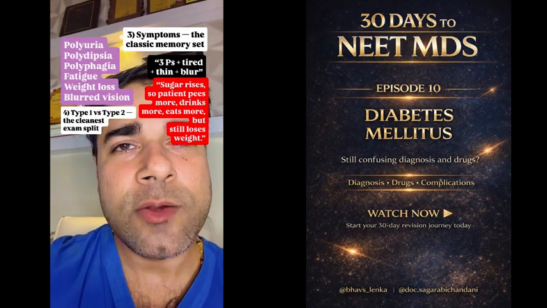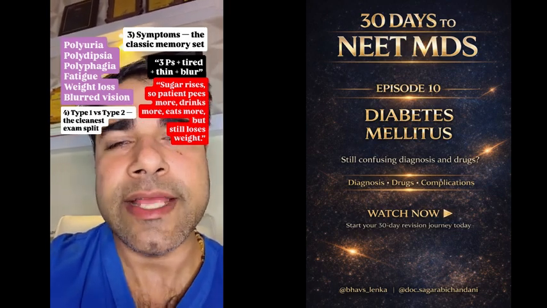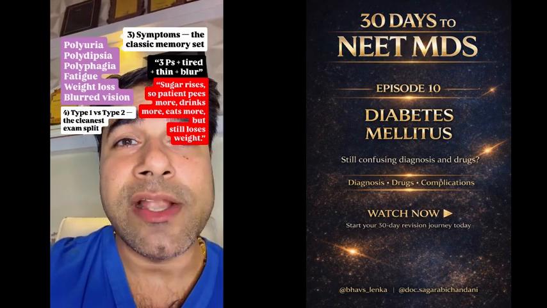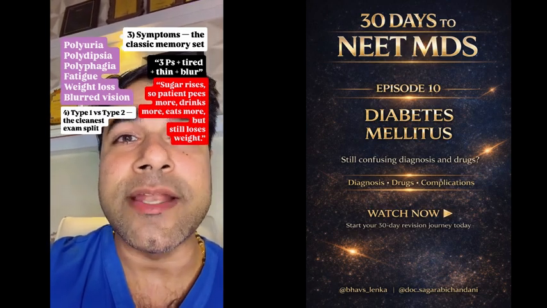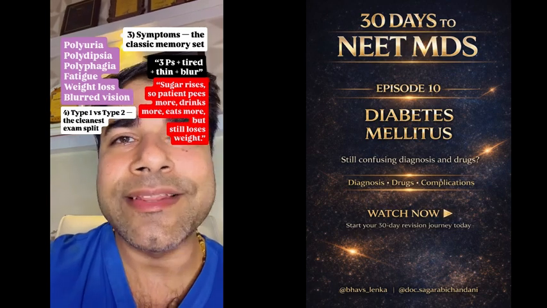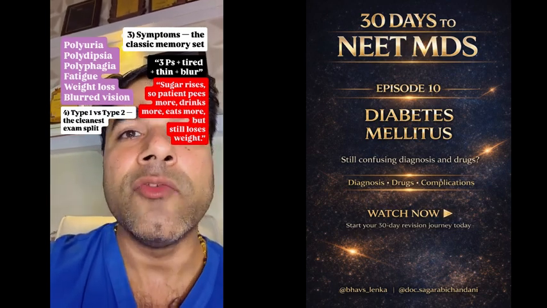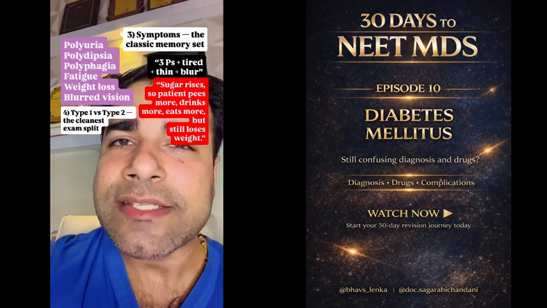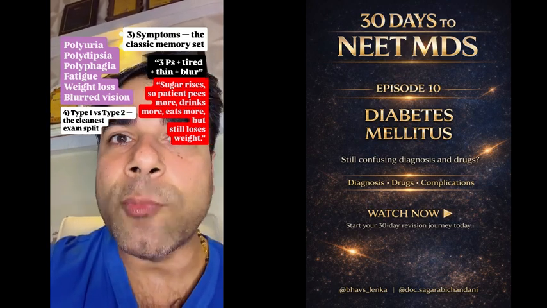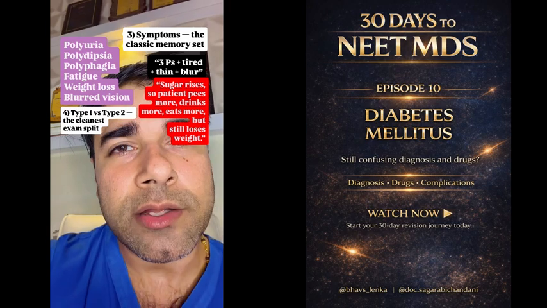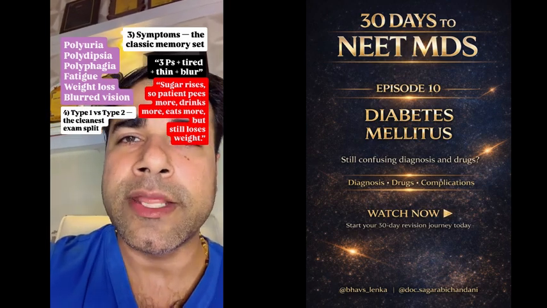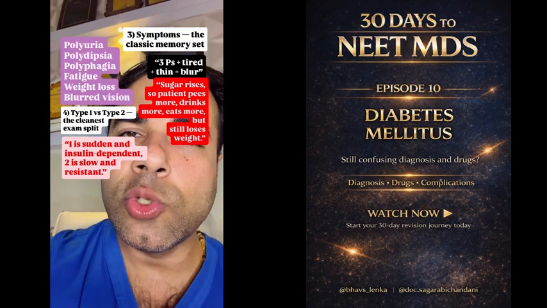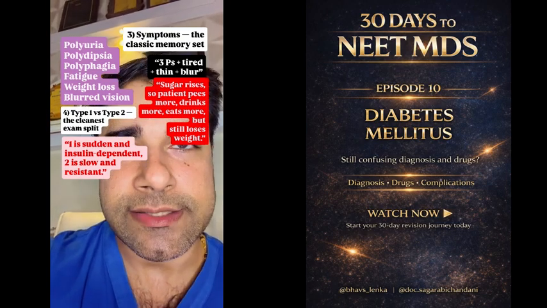Next, type 1 versus type 2, the cleanest exam split. Type 1 often needs insulin to survive, while type 2 is the most common form and is usually managed first with lifestyle change and medication, with insulin added when needed. Diabetic ketoacidosis is classically linked to type 1 but can also occur in type 2. Mnemonic: 1 is sudden and insulin dependent, 2 is slow and resistant.